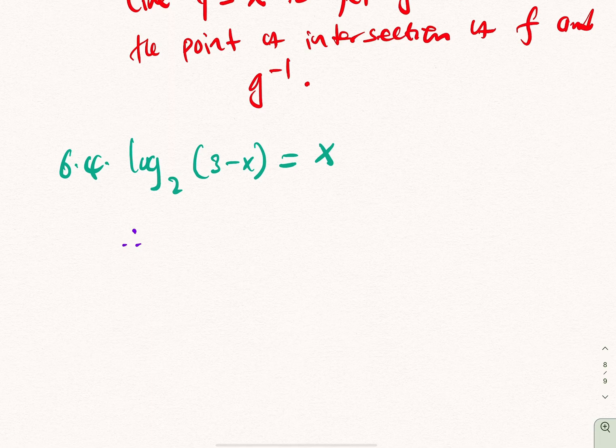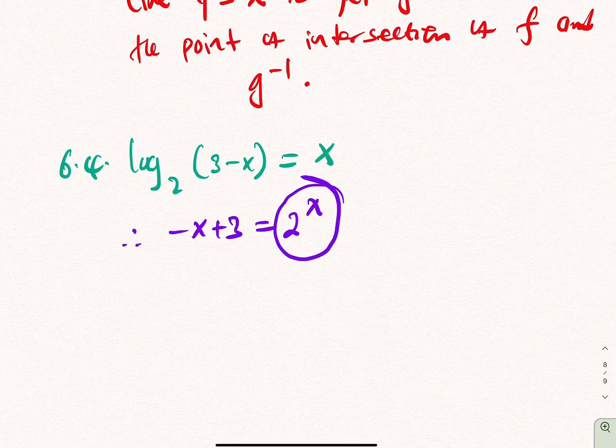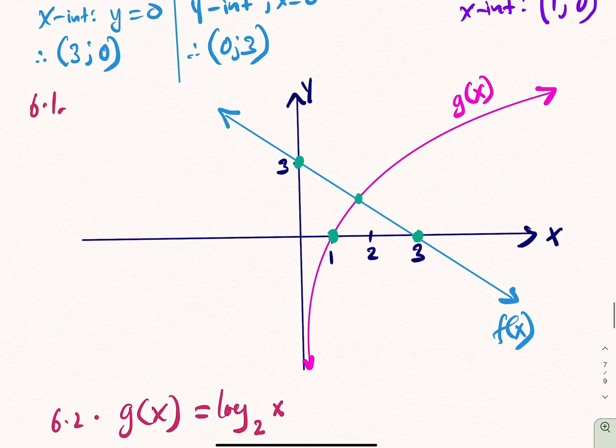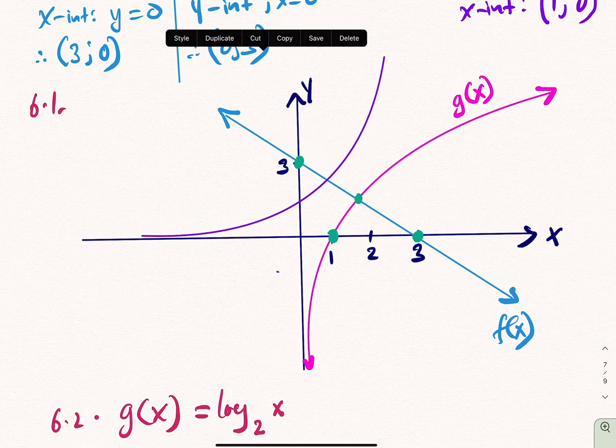So we agreed that this results in negative x plus 3 equals 2 to the power x. So what I will do is find this graph. I'm going to draw it because I already drew it, so I just need to look at my sketch. I'm just going to draw the basic graph of that. Forgive me if my sketch is not really proper. I'm just trying to make sense here with you.